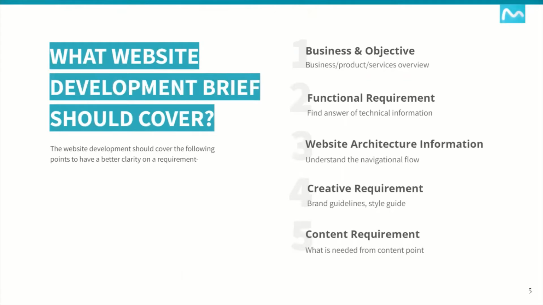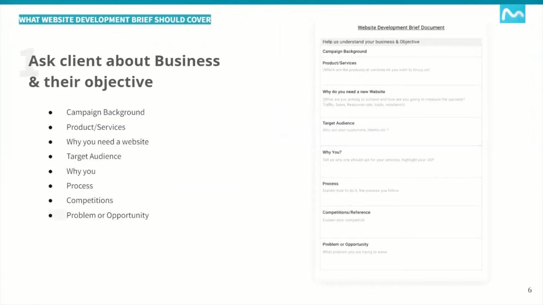So let's look at the points which you should ask your customer before getting into the development. First is business objective, to know about the business and objectives. Second is functional requirement. Third is your website architectural information. Fourth is creative requirement. Fifth is content requirement. Now let's look at them one by one. What are the points you should cover in each one of them?